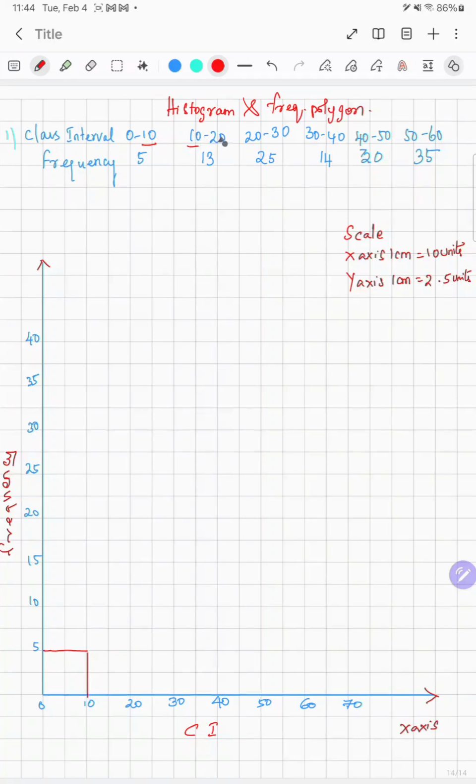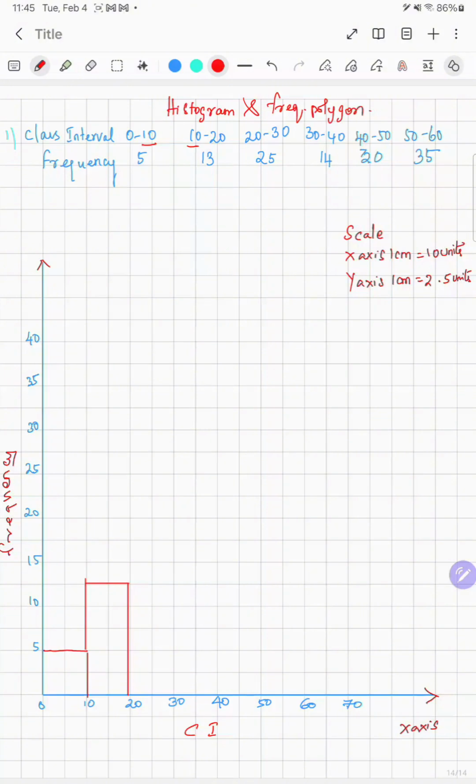Second one, 10 to 20, frequency is 13. So here 10, 11, 12, in between this is 12.5, and 13 may be here somewhere. We will move through this point. 12.5, 13, I will mark it here. Again, up to 20 it is coming, so we will draw a line. A little bit out of the line, yeah, this is the condition.